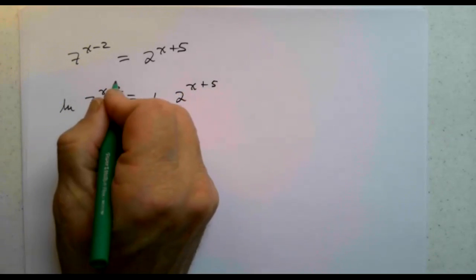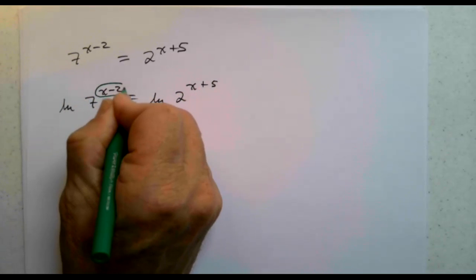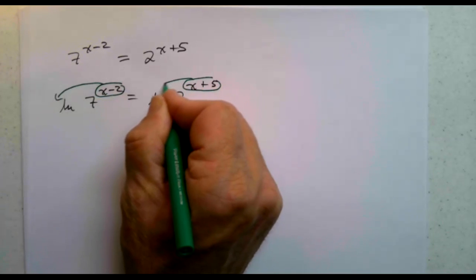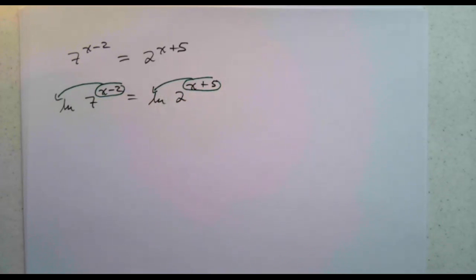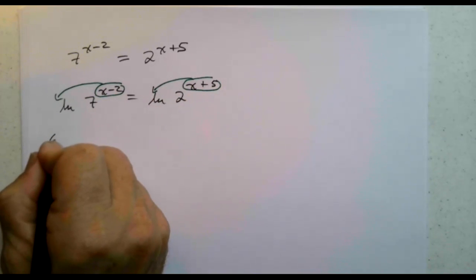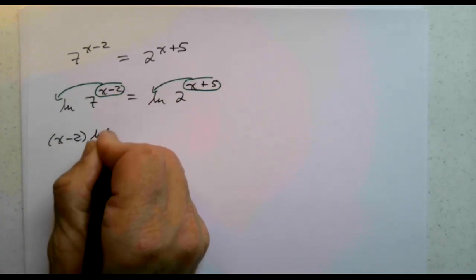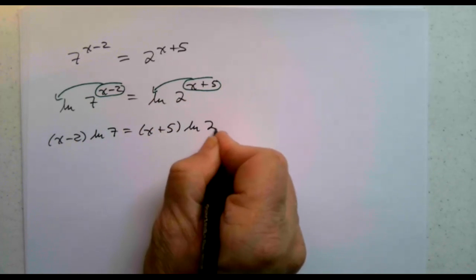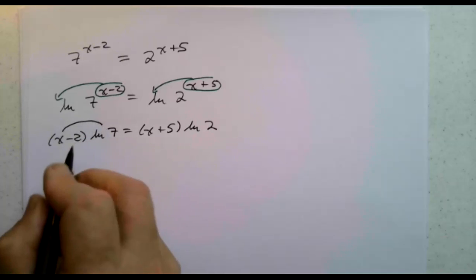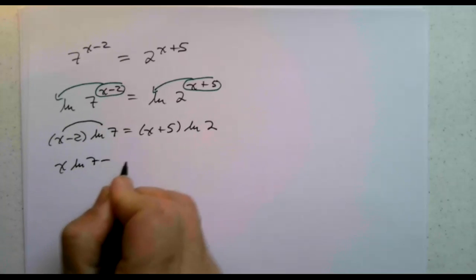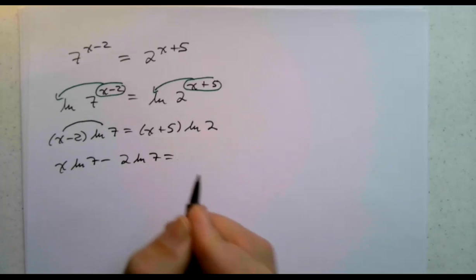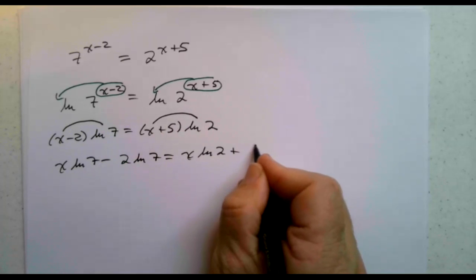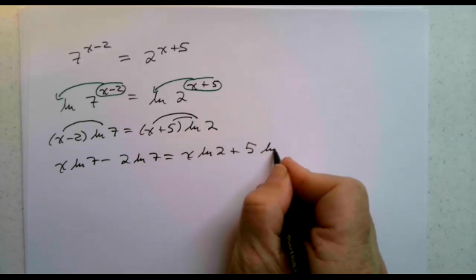And I want you to think of these exponents as single concepts because they're going to come down in front in parentheses. So be careful with the order of operations. When they come down in parentheses, I'm going to have x minus 2 times the natural log of 7 equals x plus 5 times the natural log of 2. And now it's time to distribute. X times the natural log of 7 minus 2 times the natural log of 7 equals x times the natural log of 2 plus 5 times the natural log of 2.